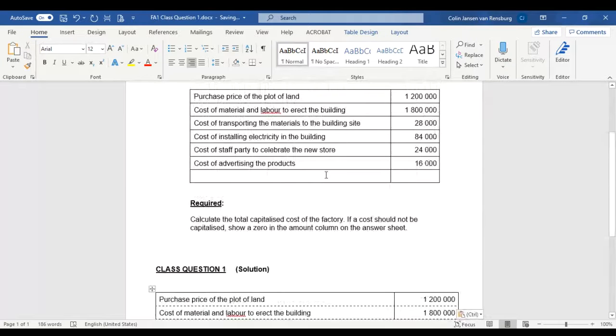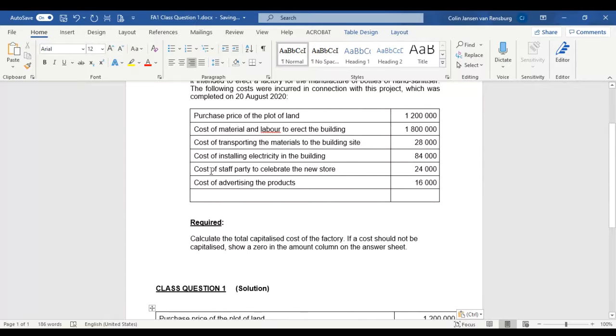Let's go to the fifth one. That one, cost of staff party to celebrate the new... That should not be store, that should be factory. Cost of staff party to celebrate the new factory.